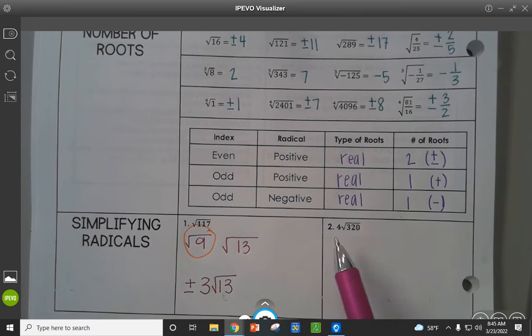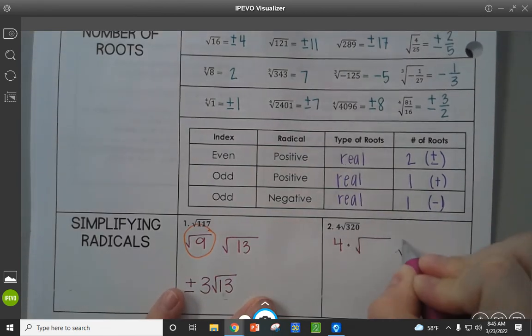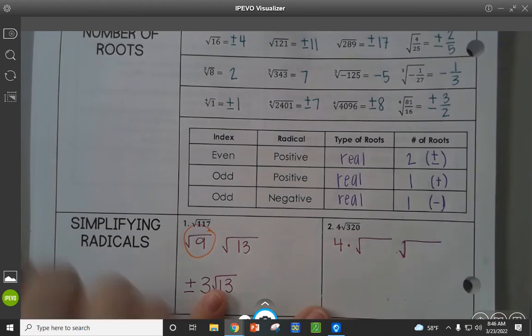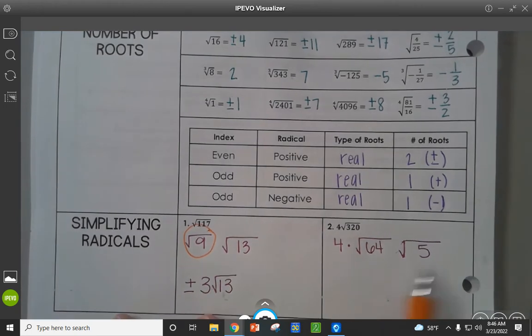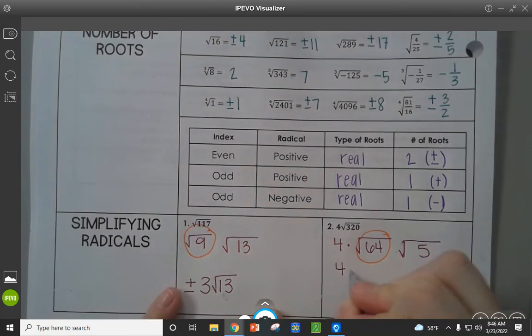Number 2, this one is 4 times the square root of 320. So I'm going to have 4 times my 2 square roots. Just like that. So what is that perfect square? It is 64. Yep. 64 times what? 5. Now, which of these is the perfect square? This one. So I really have 4 times 8 times square root of 5.